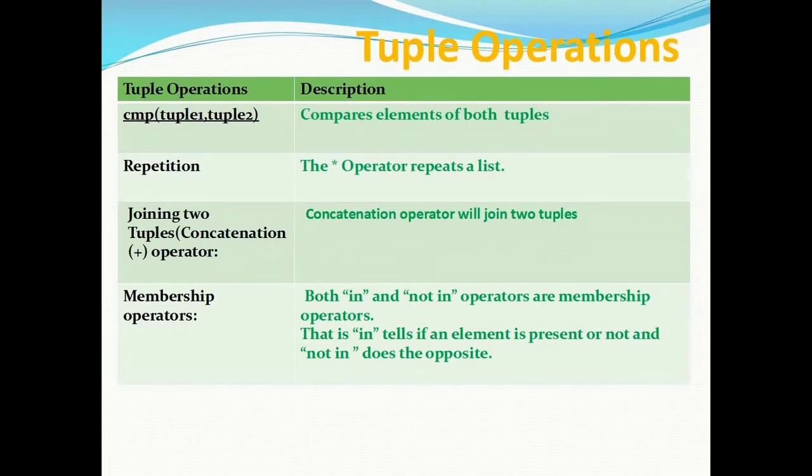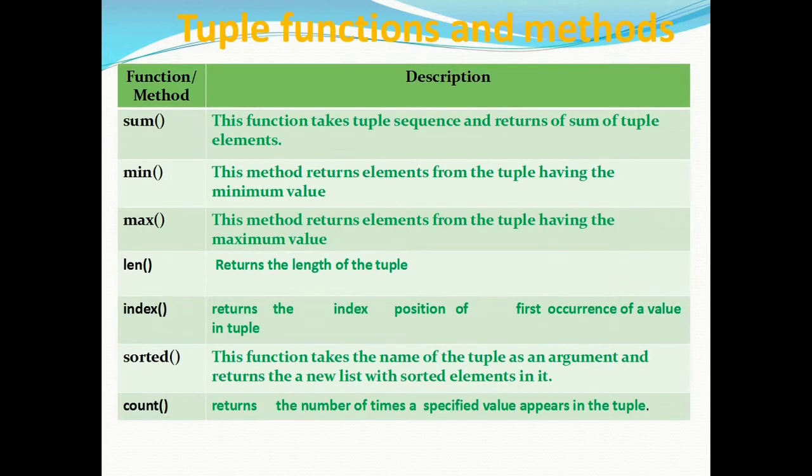CMP compares elements of two tuples. Repetition, that is star operator, repeats a tuple. Joining operator, that is concatenation operator, used to join two tuples. Now we'll discuss tuple functions and its methods.